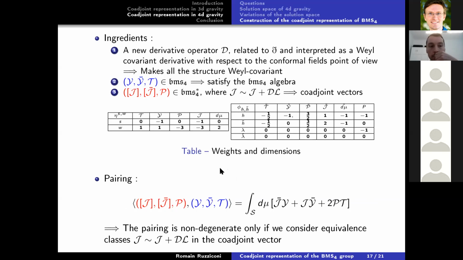And under the equivalence class transformation? Yeah, so actually, when you replace J by J plus this total derivative, we made the assumption that here the total derivative can be thrown away. And so you can integrate by parts, and it will hit the Y and Y bar. And since they are conformal Killing vectors, you will just get 0. So this pairing is well defined for these equivalence classes. Okay, thank you.